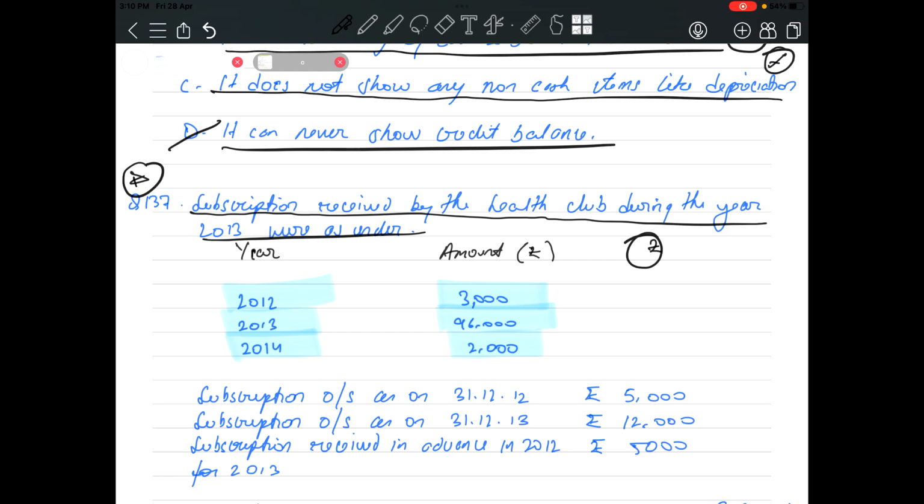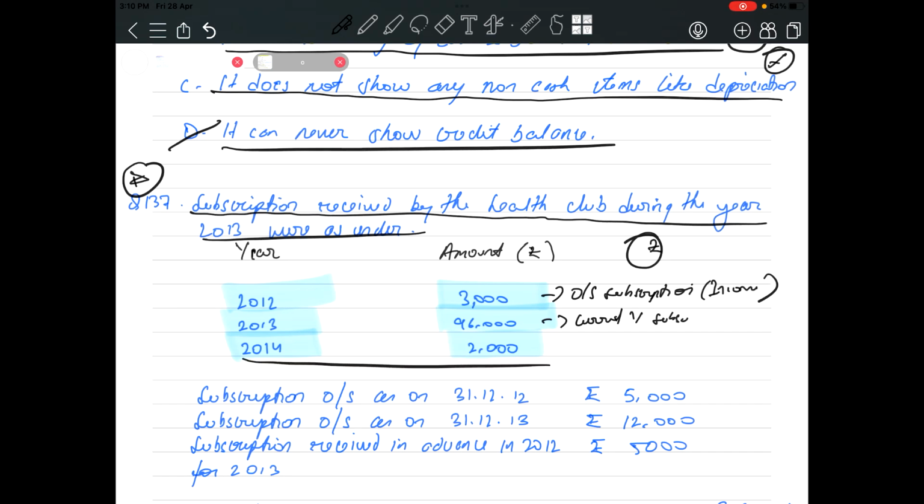Now let's try to analyze this, okay. The amount which you have received, 3,000 rupees, is for the last year. This is the outstanding subscription. We had to receive in the last year, but we have received in the current year, okay. So this is an income for the organization of the current year. 2013, this is the current year subscription, okay. And 2014 which we have received is for the next year, that means advance subscription, okay.